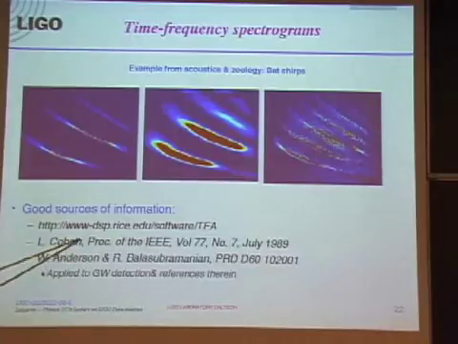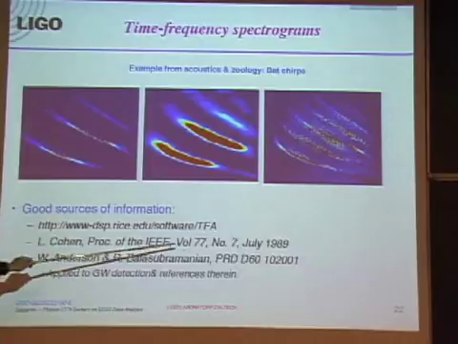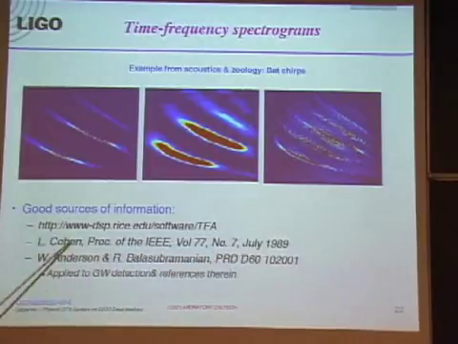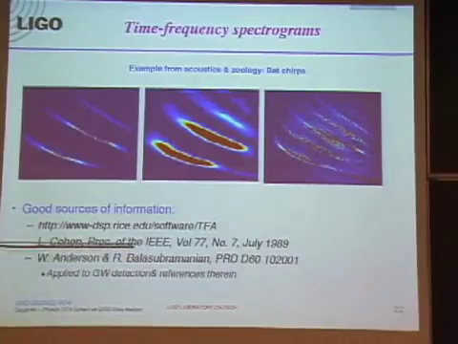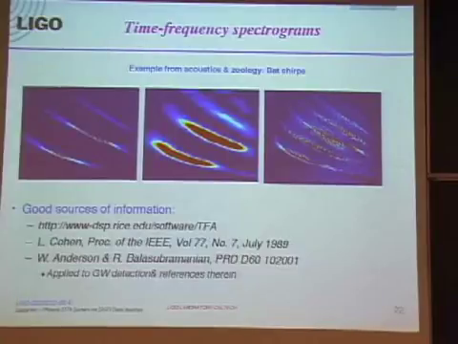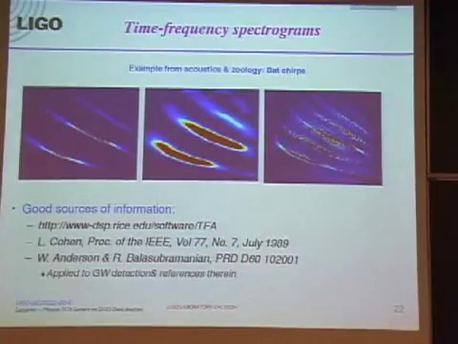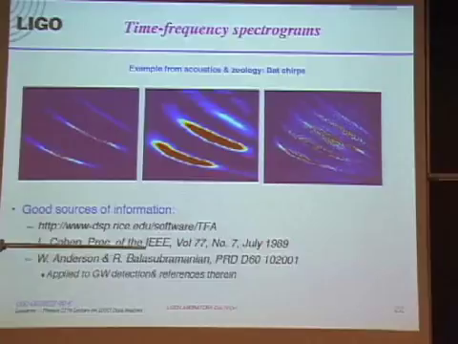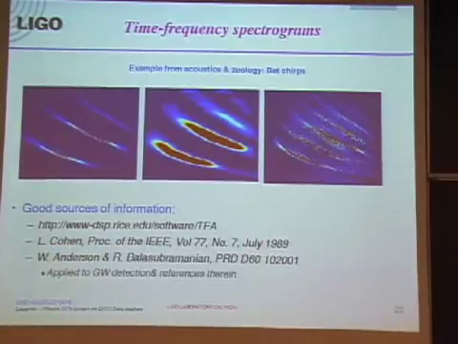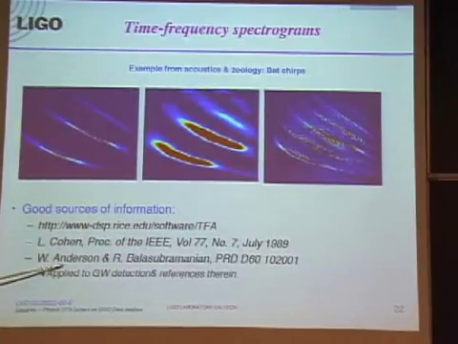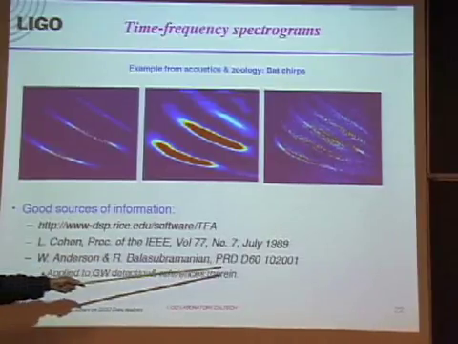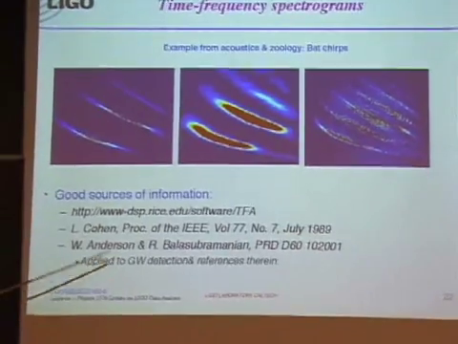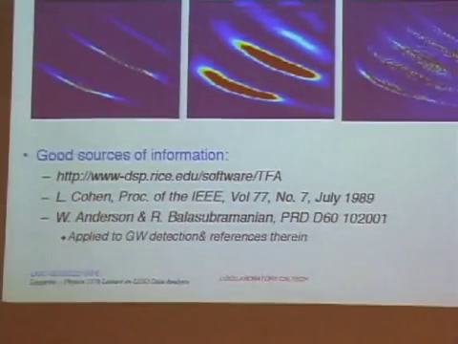One good reference that I've used, and from which I extracted the table that I showed you earlier, is from 13 years ago by Leonard Cohen. It's an IEEE proceedings that has a rather extensive review on the whole use of frequency-time techniques. I'm sure there are more recent updates to such a review, but this has been a good article that I've used in the past. And it was applied by Warren Anderson and Balasubramanian to gravitational wave data in a PRD article that appeared a few years ago, looking specifically at how one might use these techniques for LIGO data.